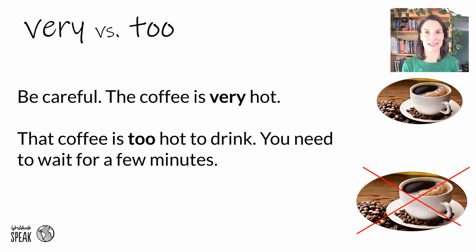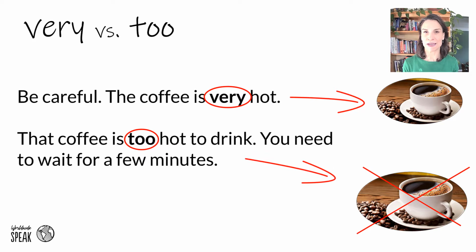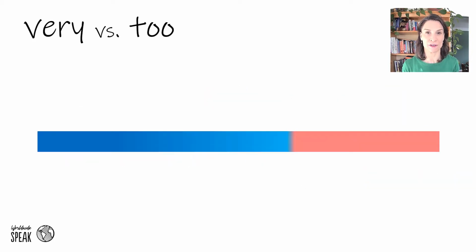So let's look at some examples of very and too side by side. In the first example, I'm using the word very. Be careful, the coffee is very hot. It's hot, but you can still drink it. In the second example, that coffee is too hot to drink. So here it's crossed some kind of line. Now I can't drink it. It's excessively hot. And that is the difference between too and very.